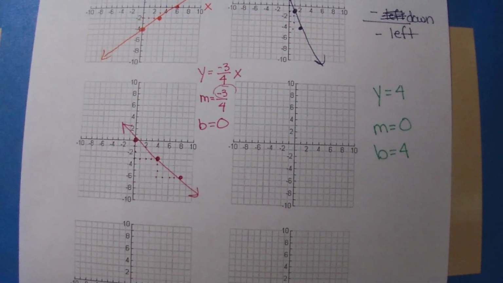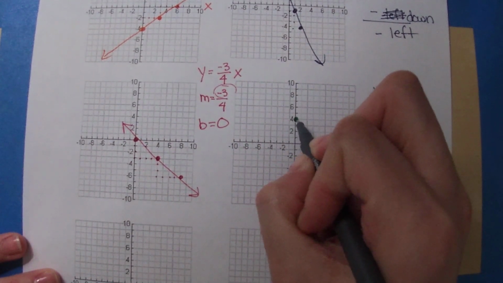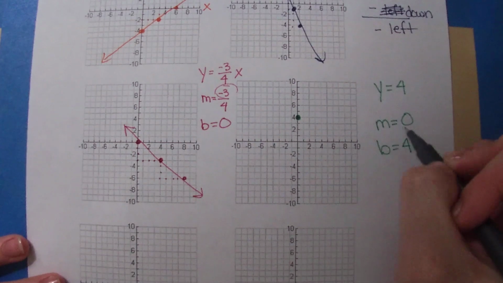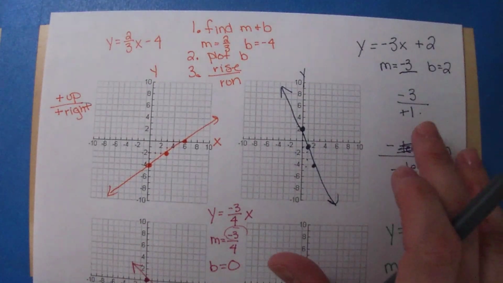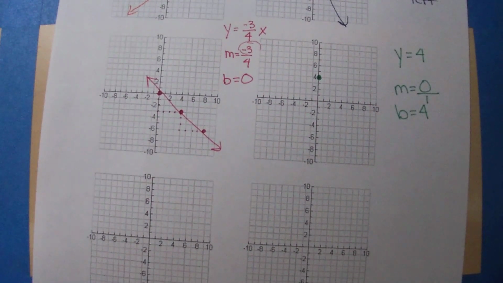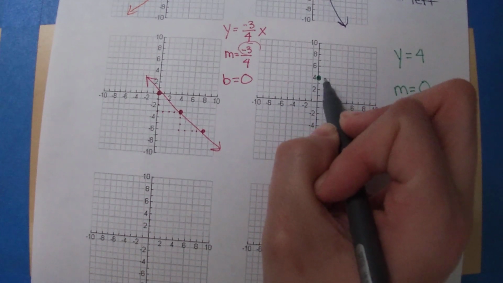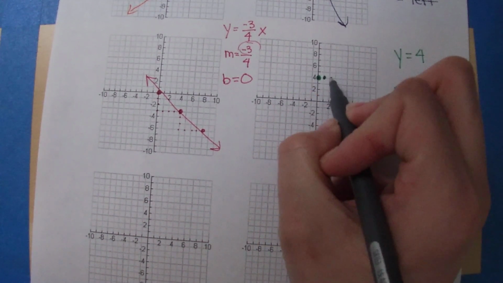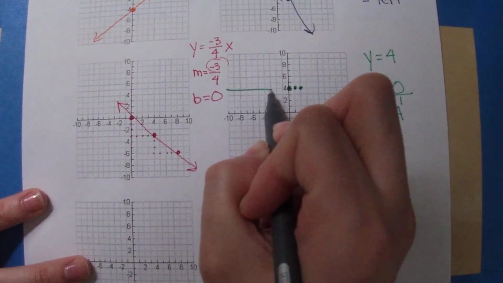So really we just need to stick with what we've been doing. We're going to start at 4 on my y. My 0 is not a fraction, so I'm going to force it to be a fraction just like I did up here, and I'm going to put it over 1. So from here, I'm going to go up 0 over 1. Up 0 over 1, and this is just my horizontal line.